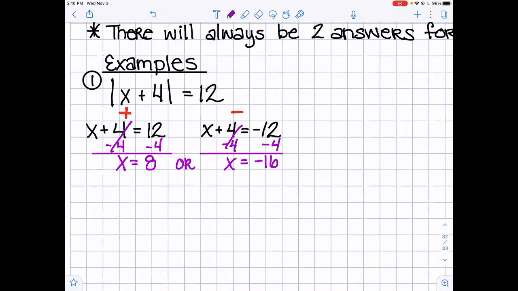There's two answers. Kayla, are you talking about these? That's the absolute value bars. Absolute value makes the answer positive.